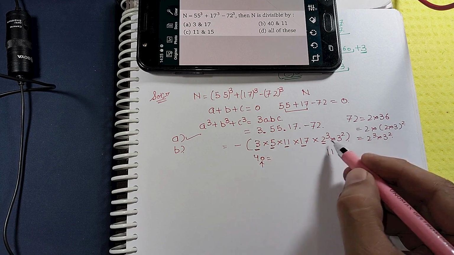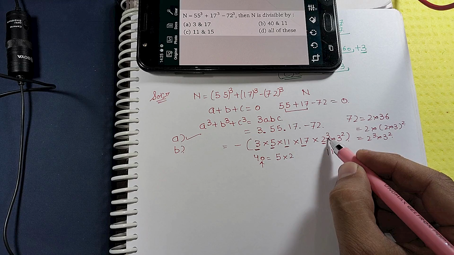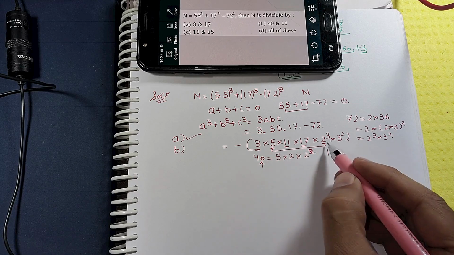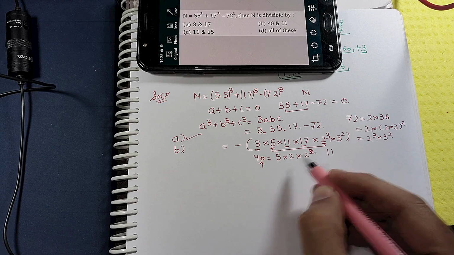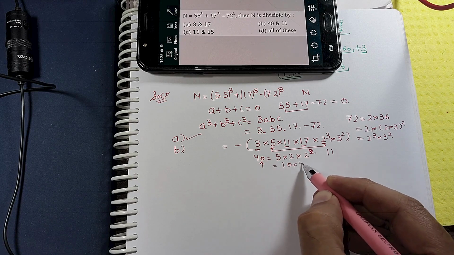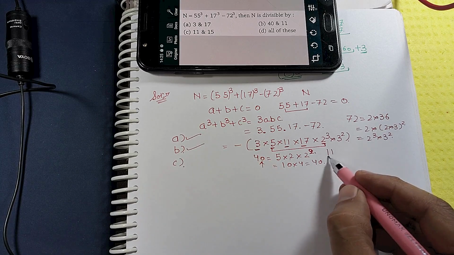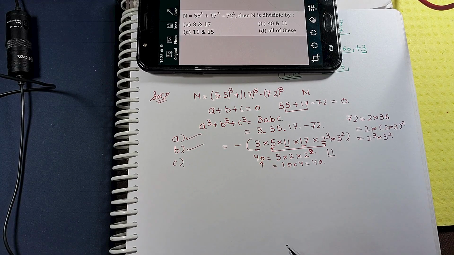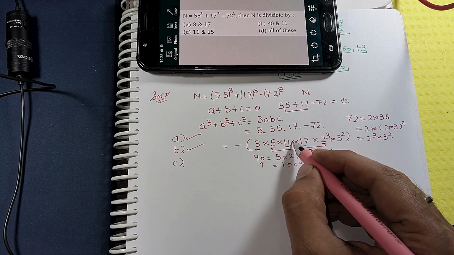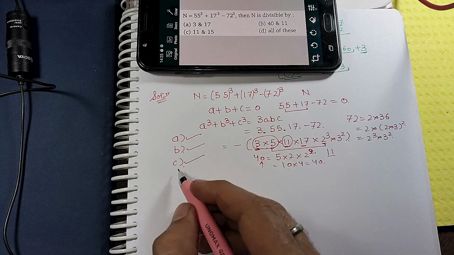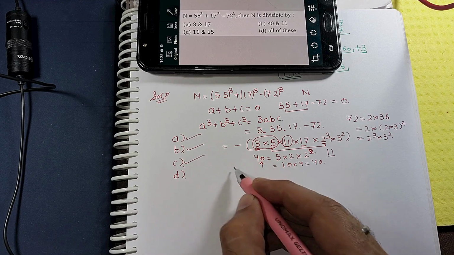So here it is 5 into 2, right? Here again we have 2 square also, so basically this and this. 5 into 2 cube is basically 5 into 2 into 2 square, so this will be 10 into 4, which is 40. So this is divisible by 40 also, and 11 also. Now checking option C, 11 and 15. Here it is 11, and 5 into 3 is 15. So option C is also correct, so the right option will be all of these. Option D is the right answer.